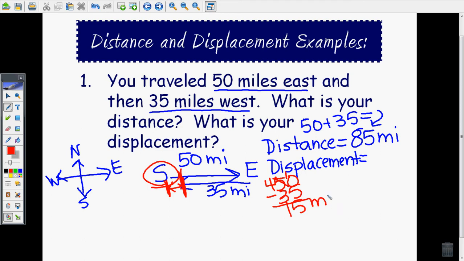Now the other thing is that if it's a really easy problem like this, look, I am this direction from where I started. Well, what direction is that? That's east. So 15 miles east of where I started. Displacement should have a number and a direction if you're able to determine that. Sometimes you're traveling in a circle, or you're traveling in a weird direction, maybe like northeast or something like that, that it's hard to tell. But if possible, you should give a number and a directional value to your displacement. Alright, let's try another one here.